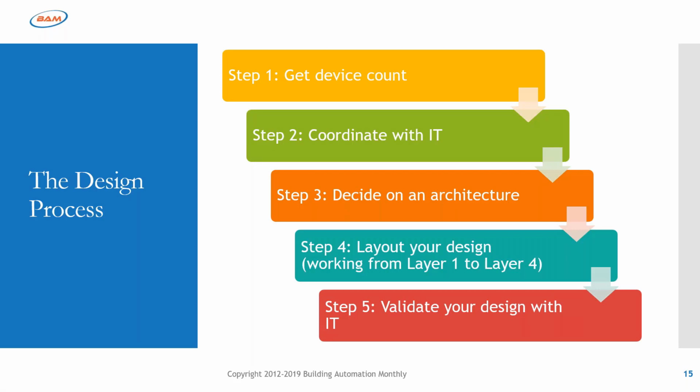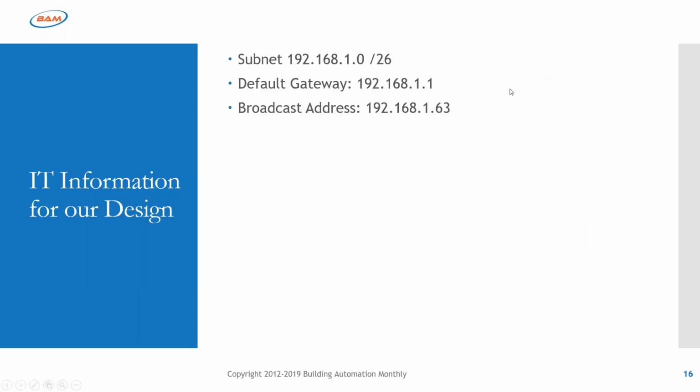So we coordinate with IT and tell them what we need, and they give us something like this. They say, hey, here you go. We're going to give you a subnet, 192.168.1.0/26, which gives us 64 IP addresses to work with. One goes to our default gateway, one goes to our broadcast address. That leaves us 62 host IP addresses that we can continue to work with.